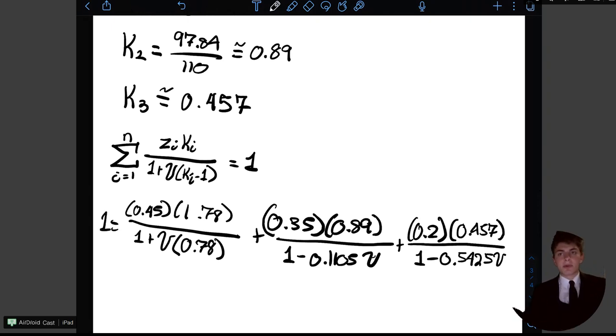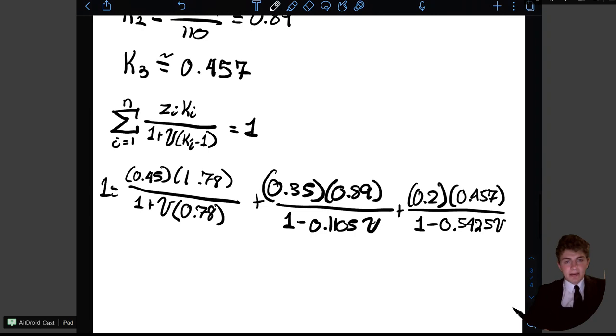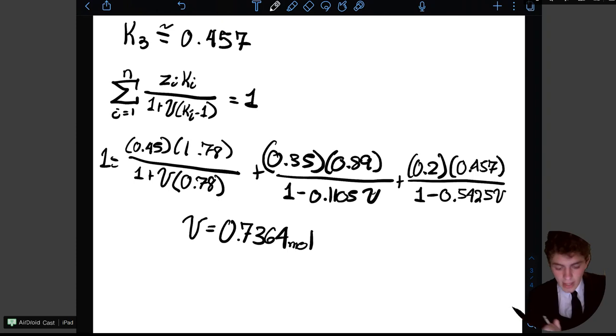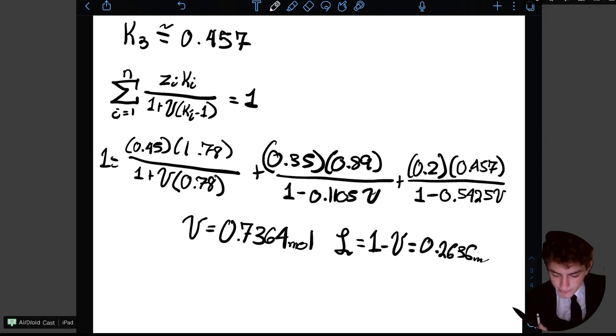Now, subtracting 1 from both sides, we can use a root solver algorithm, such as Newton's method, to go ahead and solve this. So again, another thing I was going to do was code that out on camera here. However, again, running out of time. So I'll go ahead and write the results of that root solver now. For number 1, we have the moles of vapor being equal to 0.7364 moles. And the moles of liquid are going to be equal to 1 minus the moles of the vapor, which is equal to 0.2636 moles.